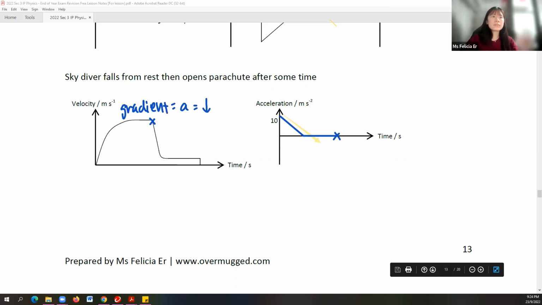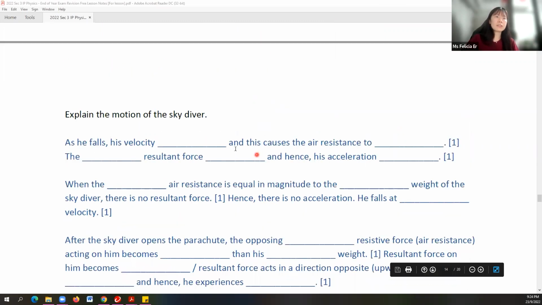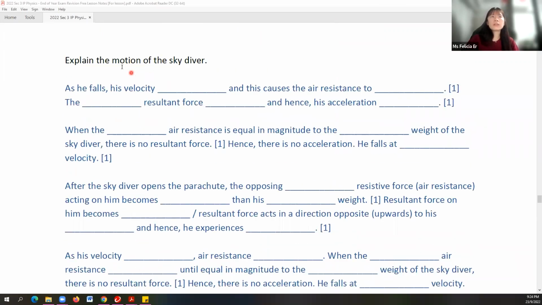Okay, so next, another common kind of question that they will ask is, again, no motion. But this time around, whenever they say that you need to explain, take note, it's not describe. Just now for describe, you just tell me the velocity and the acceleration, remember the answering skill? So it's the V and the A. But once they ask you to explain, it means you must tell me all the forces. So that's why you realize the answers will include air resistance, resultant force, weight. That will be the answer.